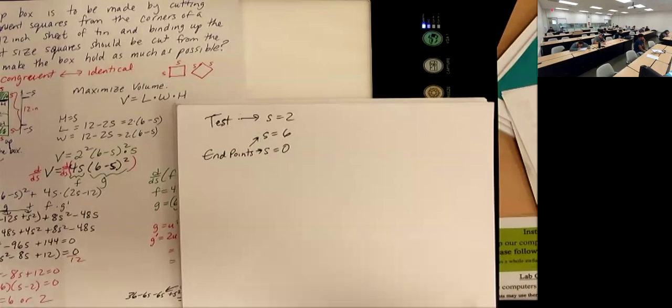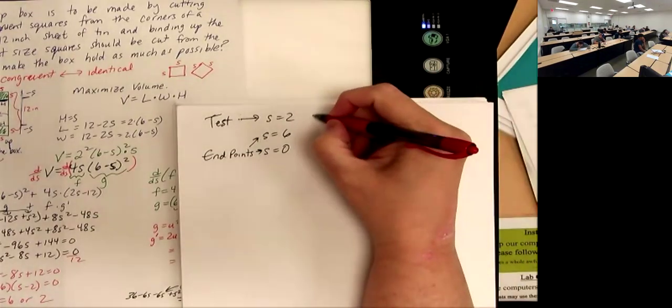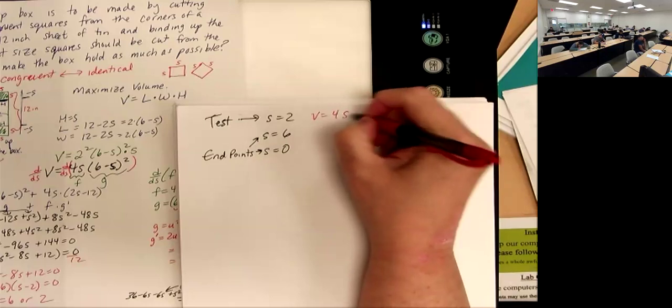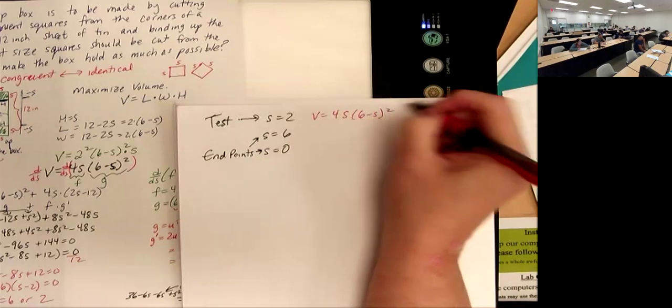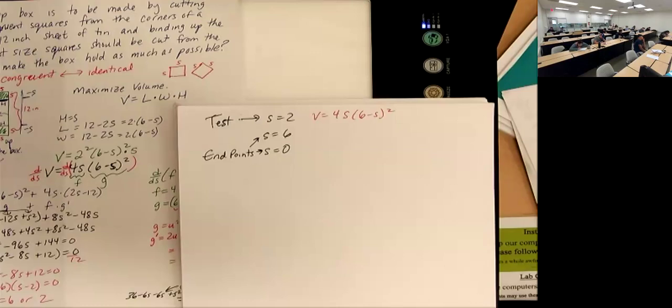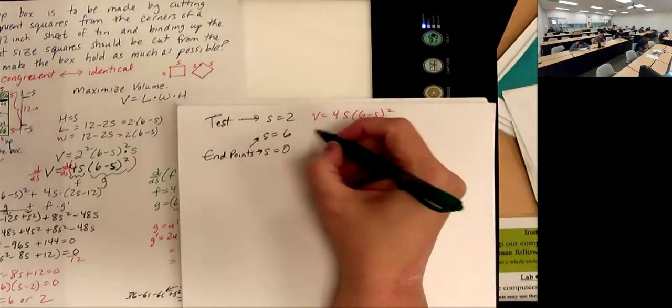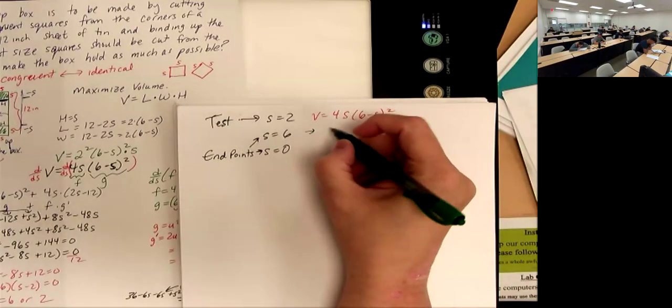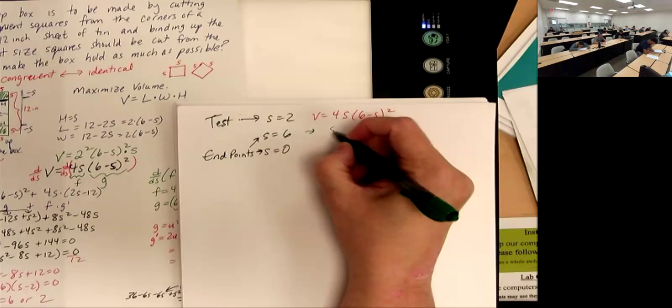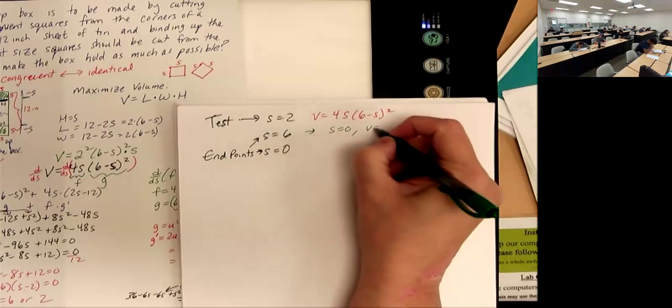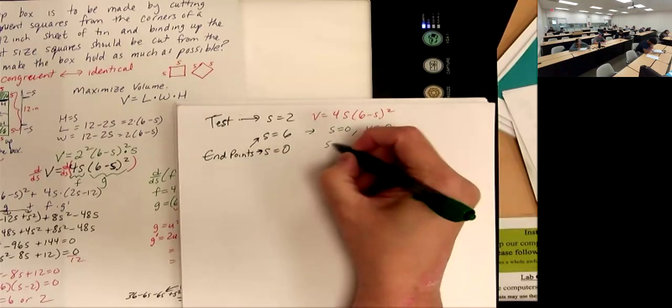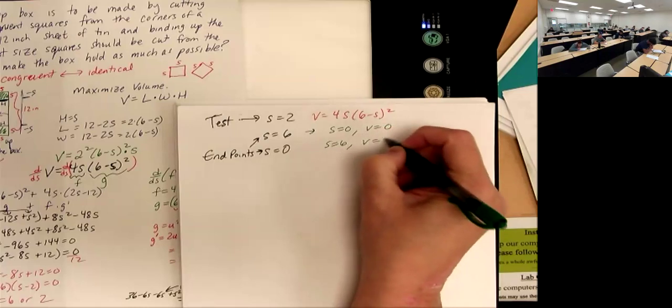And we're gonna plug them into volume, which was 4s times 6 minus s squared. I think you should be able to see, hopefully by inspection with the 0, if we do s equals 0, V equals 0. And if I do s equals 6, V equals 0 also.